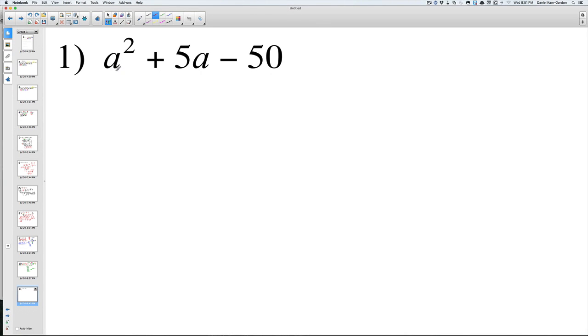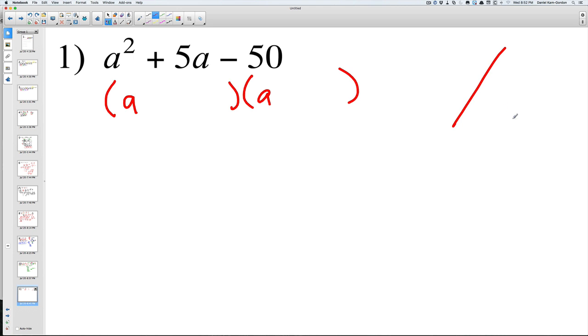When you're trying to factor these kinds of equations, you've got to look at all the numbers. So you have a squared. When there's no coefficient in front of it, you know it's just going to be a, and then there's going to be some numbers in here that go with it.